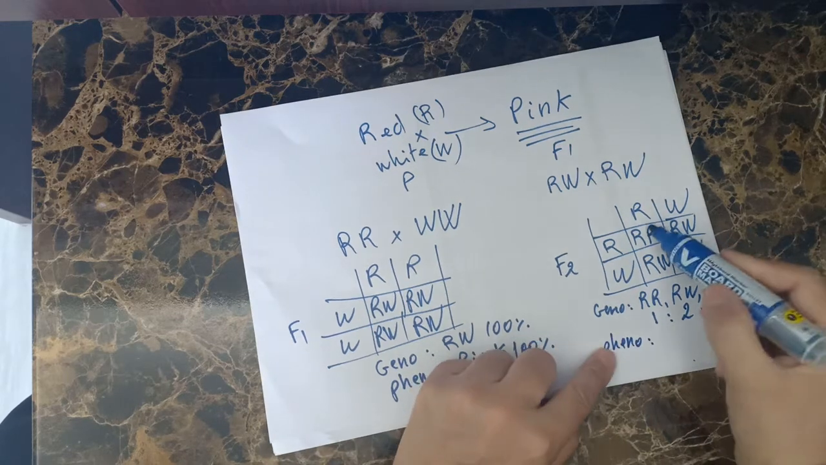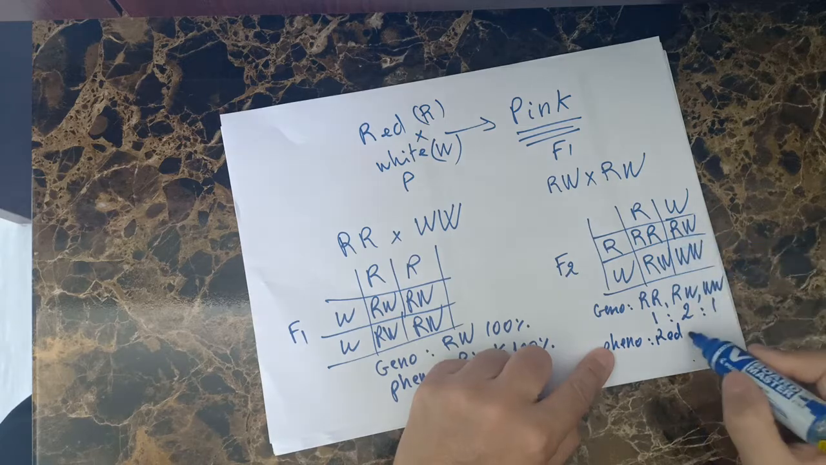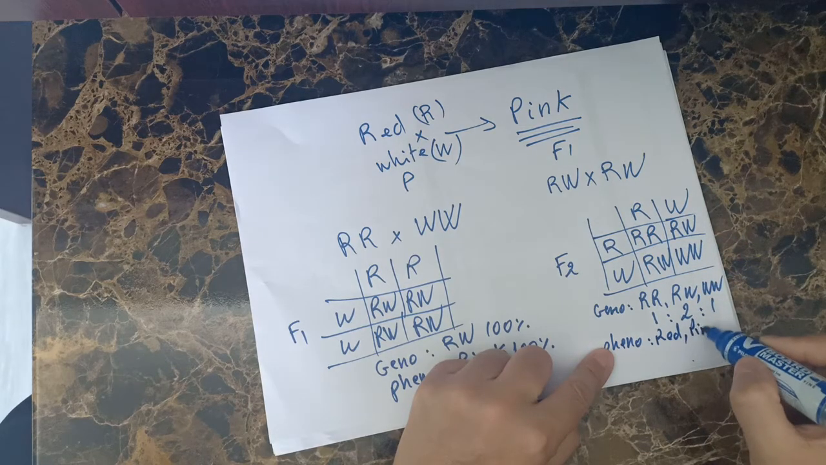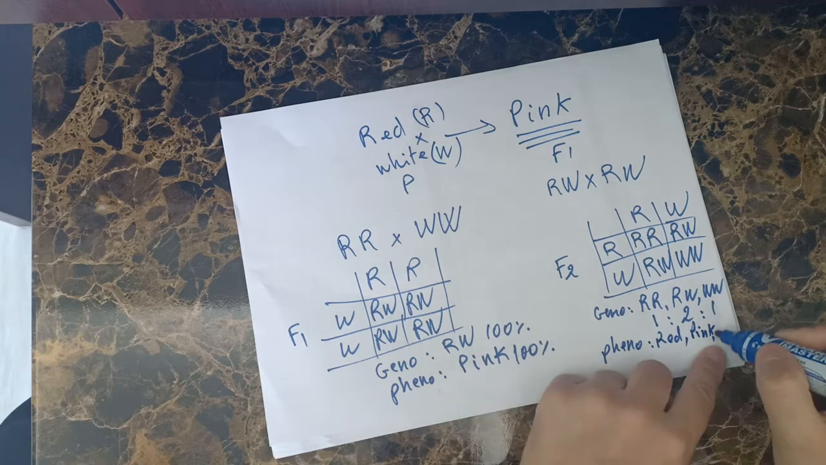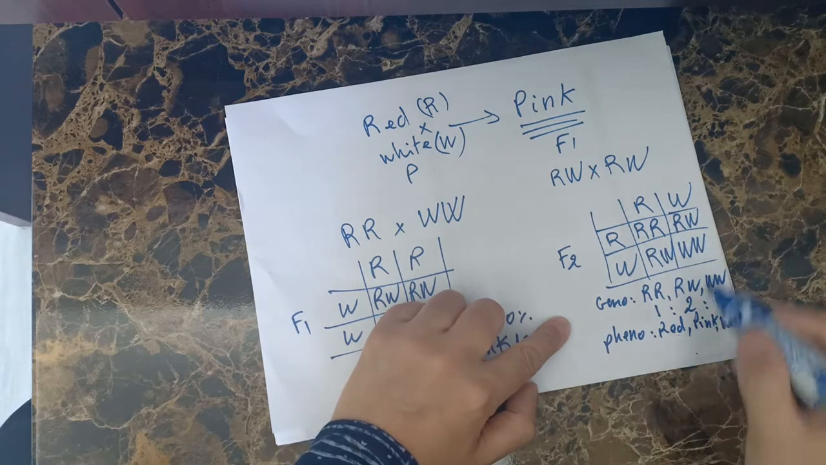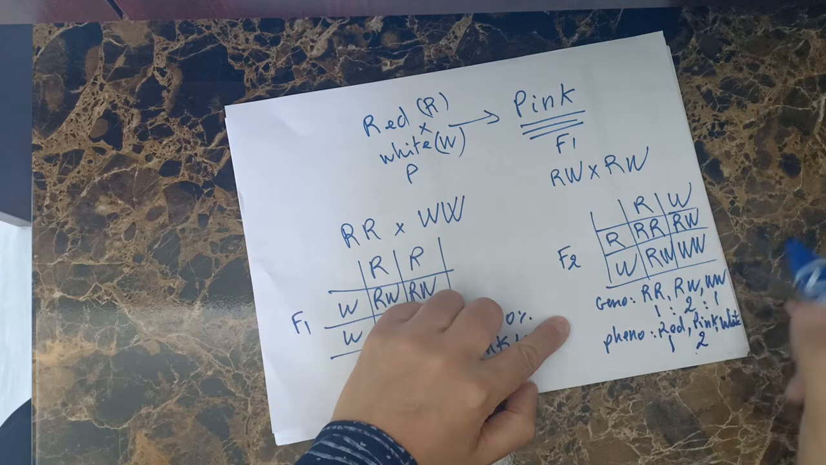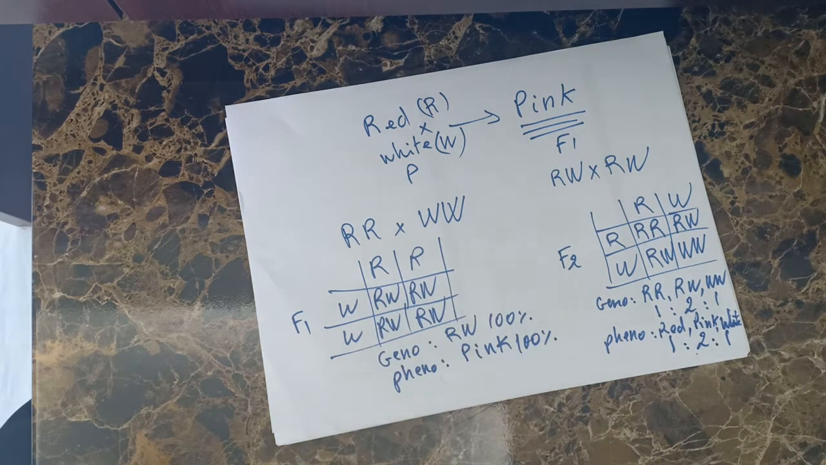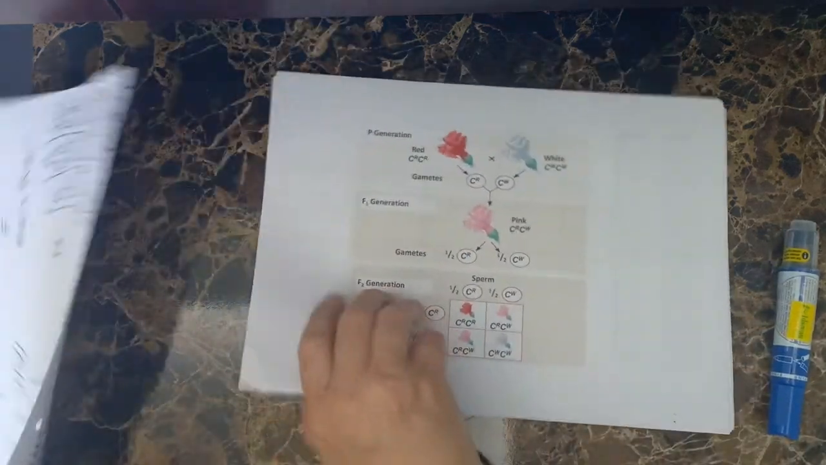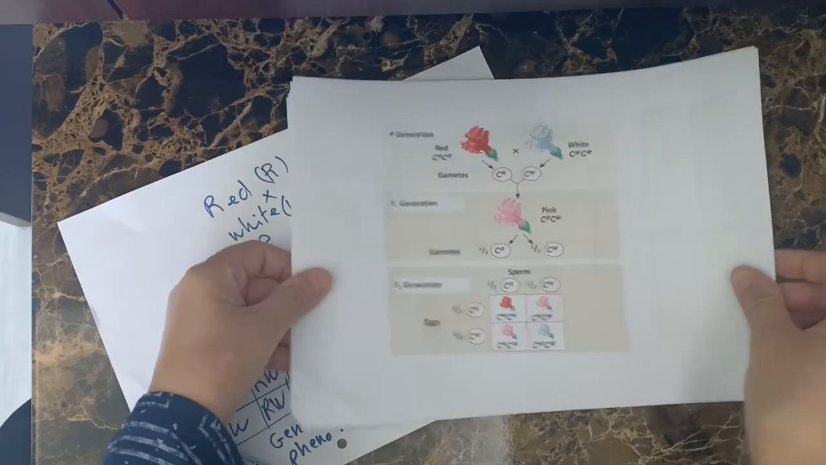What about the phenotype? This one will be red, these two will be pink, and this one will be white. Then, what is the ratio? The red is 1, the pink is 2, and the white is 1. So here also the ratio will be 1:2:1. This is what is represented and written here.